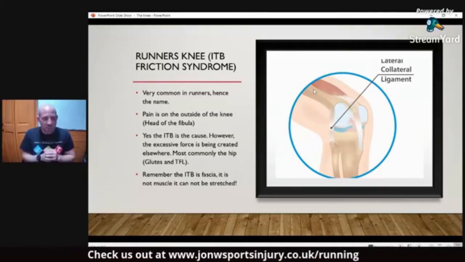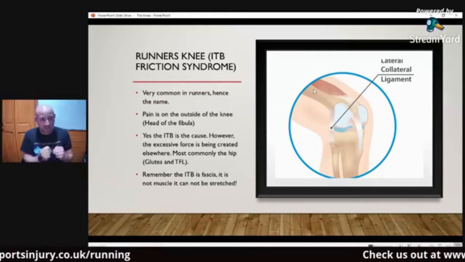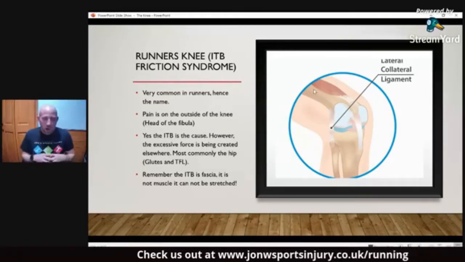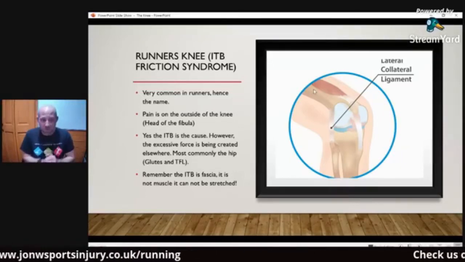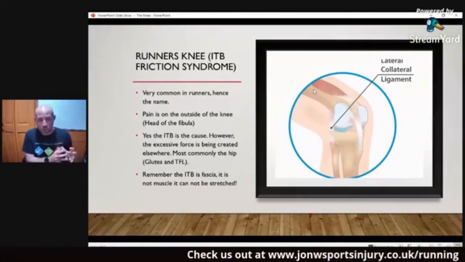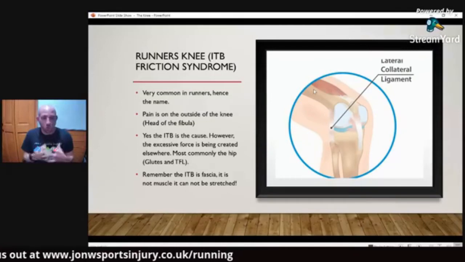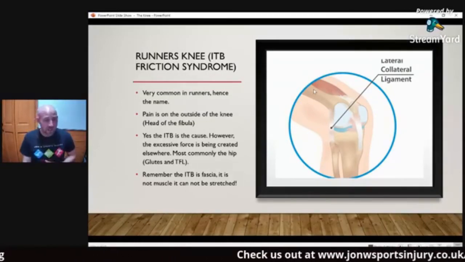Now, the reason that I mention this is ITB is a big thick band of that fascia. So when it pulls at the outside of the knee, it causes pain. But we can't technically stretch it, and we can't really change the density of it or the structure of it. But what we can do is affect the muscles that pull on it. So that's the true getting to the cause of ITB. And most commonly, this is around our hip area or our glutes and our TFL muscle. So they are the important areas to be stretching.